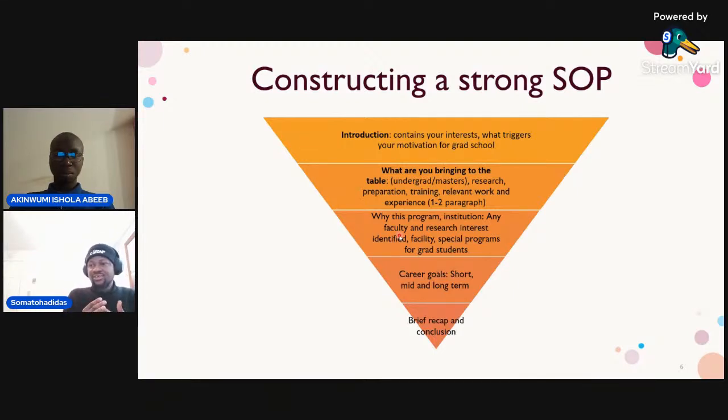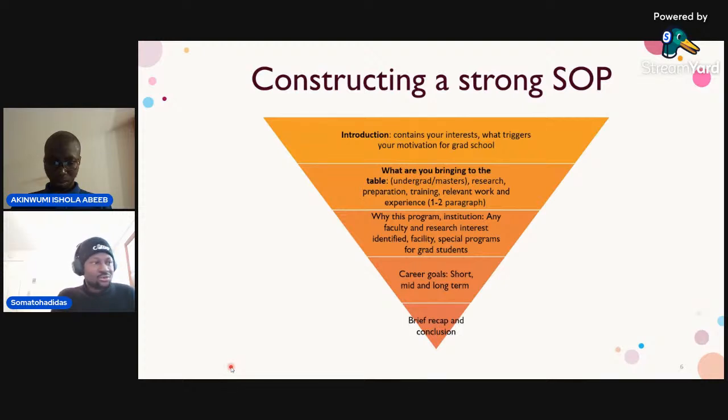For example, how is the structure of the program you are applying to? Some programs have a very well structured program for their graduate students. As we know, graduate school is very demanding and rigorous. So do they have any mental health or student welfare system to check on students who have difficulties with their research? Is there something of such in the program? If there is, you have to make mention of that. It shows you've done your due diligence in searching and looking at what the program offers.